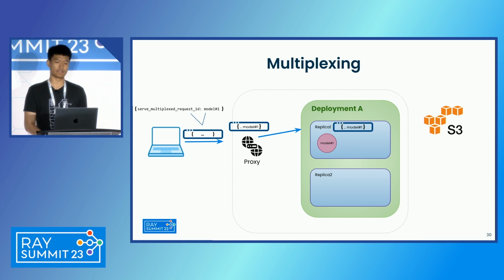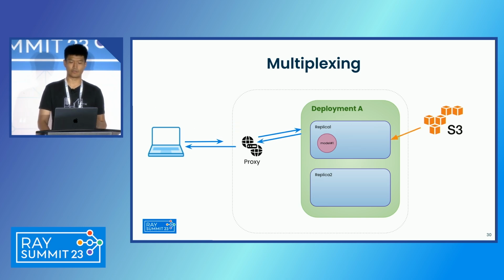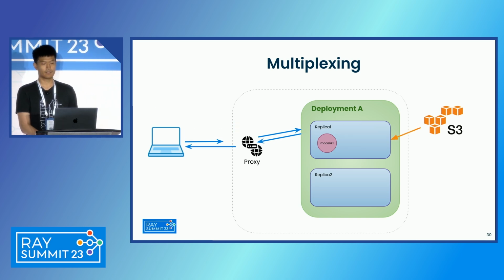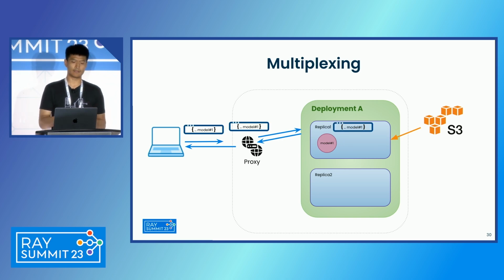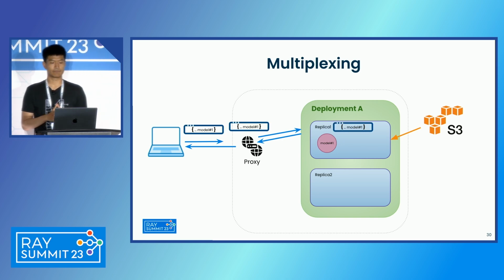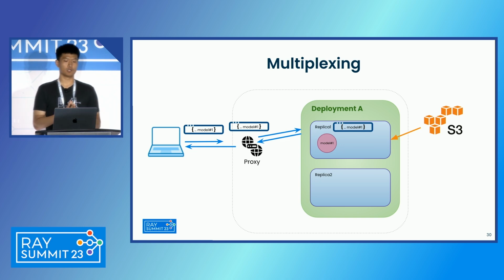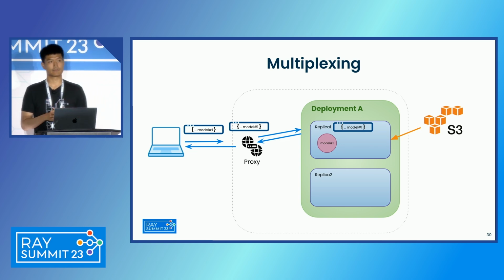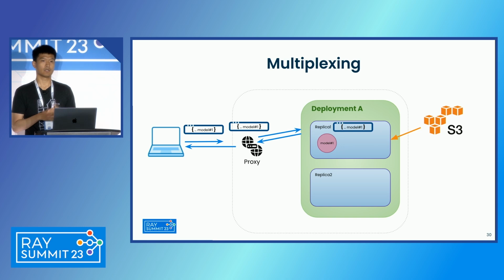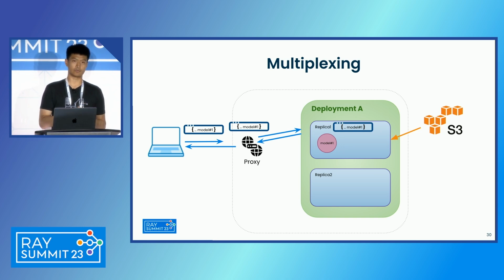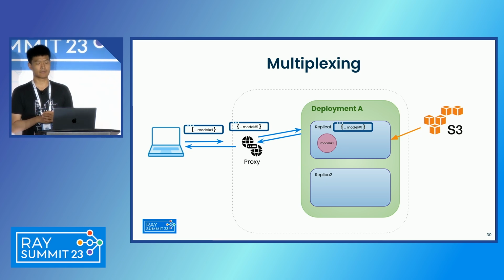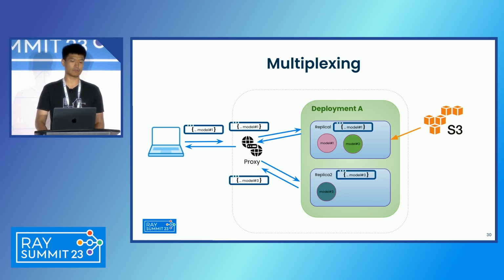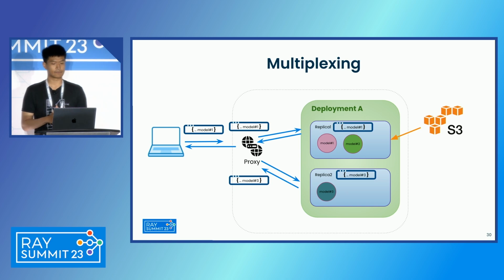We're loading the model into replica 1 from S3, doing the inference, and getting results back. If the user sends model 1 again, with the multiplexing API, the proxy will know model 1 is located inside replica 1. It will smartly route the traffic to replica 1 to do the inference, instead of choosing a different replica. So in this case, you are able to do the same with model 2 and model 3.